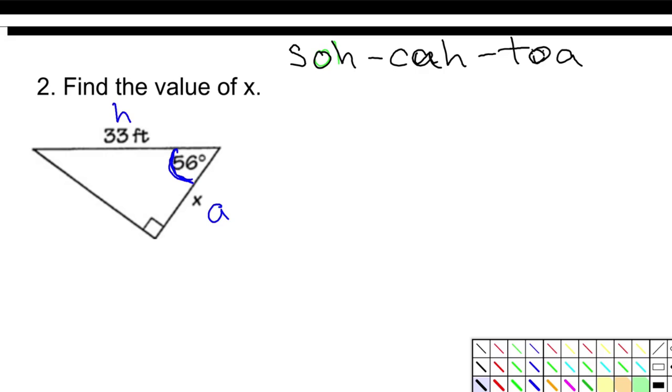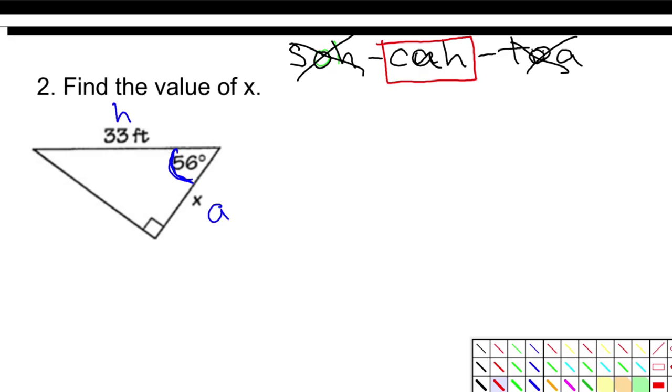Eventually, once you get good at this, you won't need to actually write this down. But let's see. If I'm trying to solve a problem and I have an adjacent piece that I'm trying to figure out and I know the hypotenuse, that means I'm going to be using the A and the H. So it's not going to be sine. It's not going to be tangent. It's going to be this one here. It's going to be cosine.